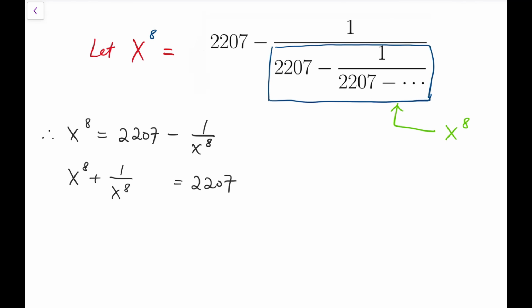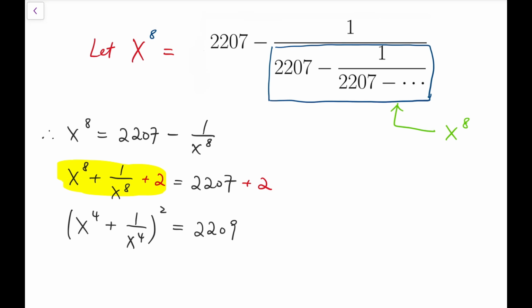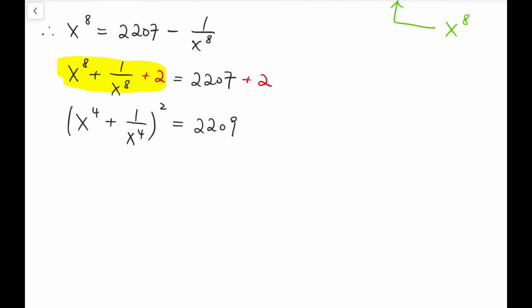Now here comes the second trick. We have used the first one, which is to claim that part of the infinite continued fraction is actually equal to the entire expression. Now the second trick is that I'm going to add 2 on both sides. This is because if I add 2 on x to the power of 8 plus its reciprocal, the expression highlighted in yellow is going to equal x to the power of 4 plus its reciprocal all squared. And at the same time, the right hand side is equal to 2209, which is at the same time a perfect square.